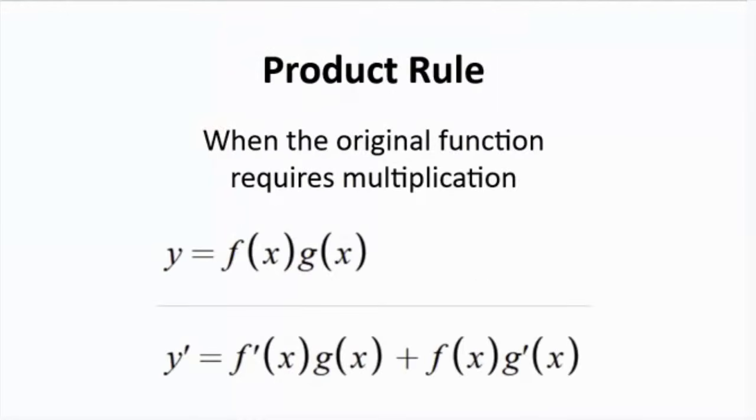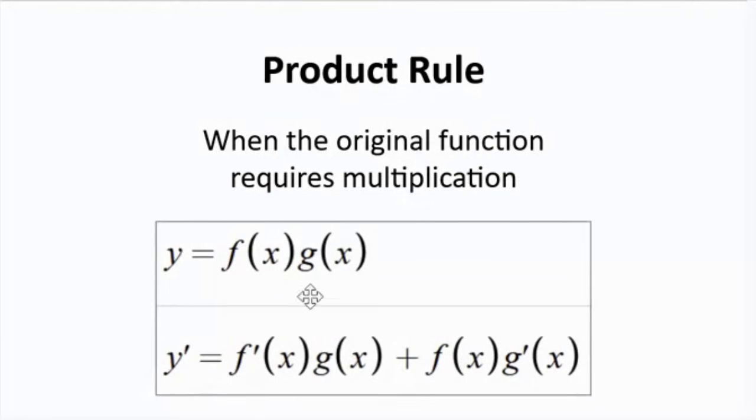Product rule. You would use product rule to find the derivative when the original function requires multiplication, as seen with this basic template. To find a derivative, you basically take the derivative of the first function and multiply it by the second function as is, before you add it to the first function as is, multiplied by the derivative of the second function.